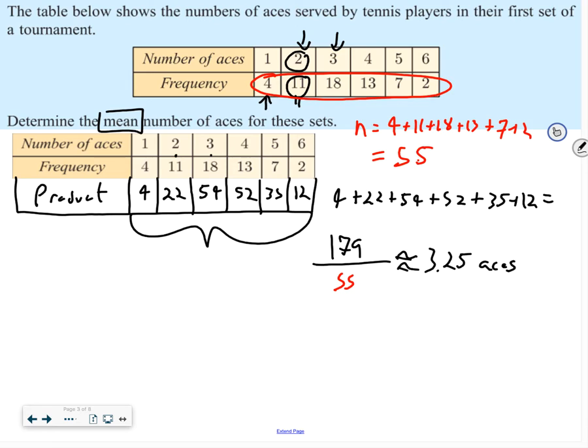Big note, remember when finding your mean with your frequency table, try and make a product column so that you get all of the values added together, and then find your n.